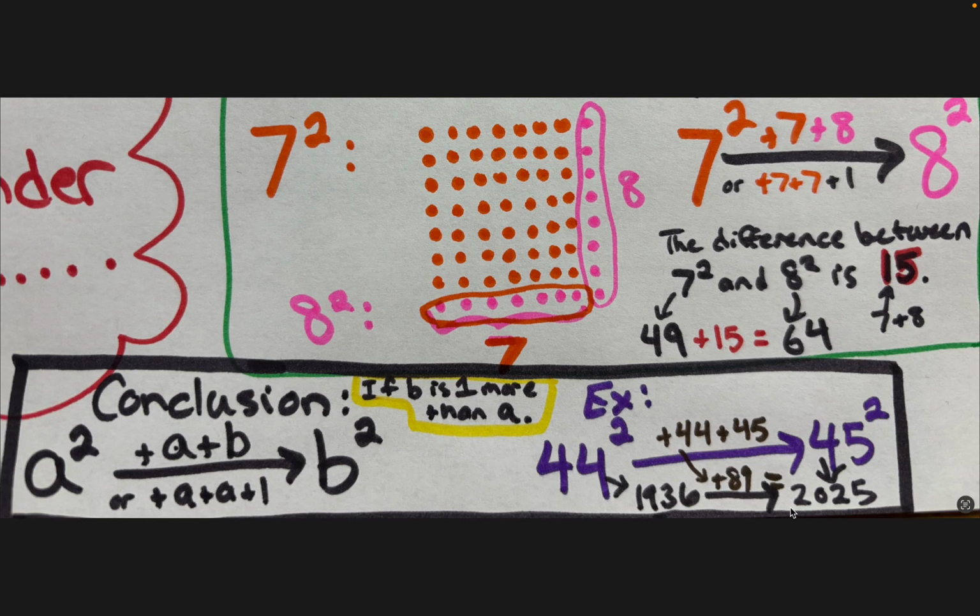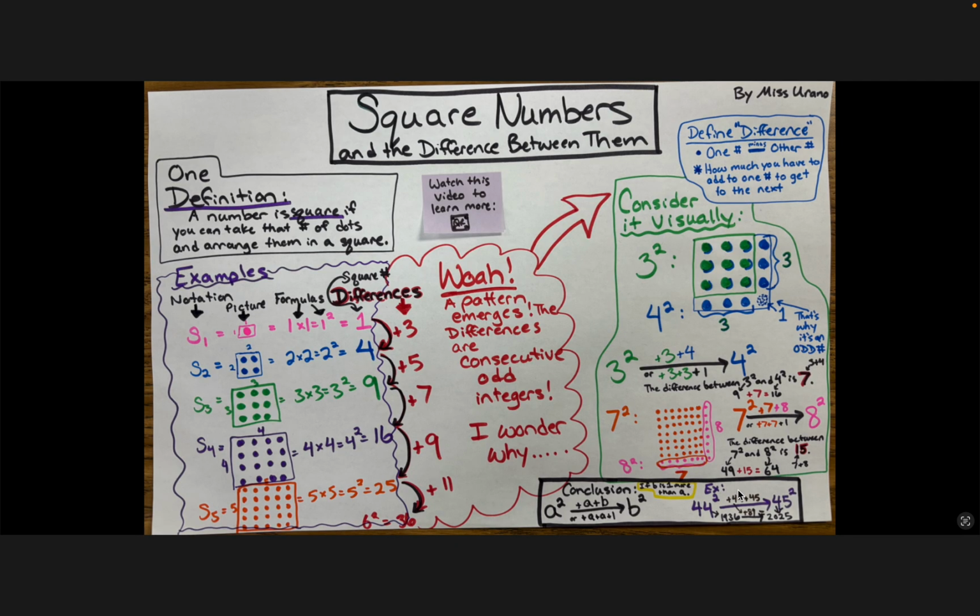Check it in your calculator. 2,025 minus 1,936 is indeed 89. Bada bing, bada boom, and there you go.